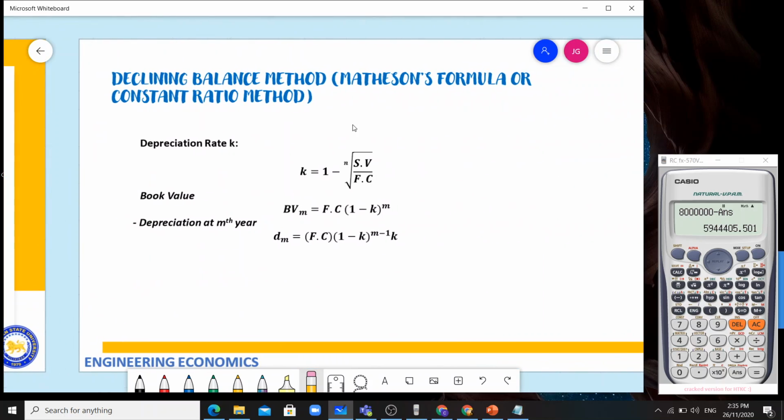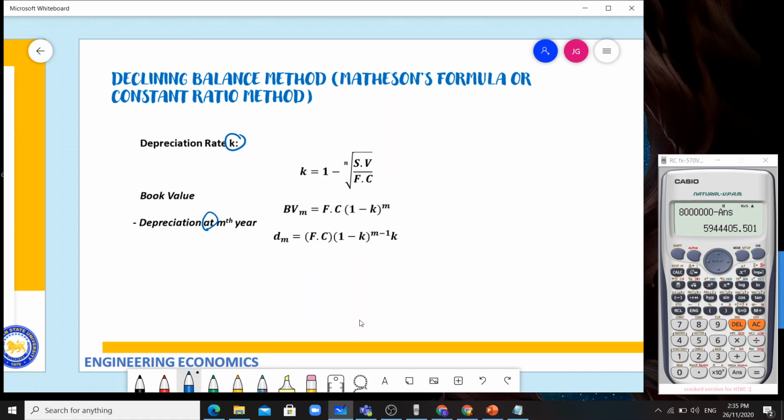In the declining balance method, also called Matheson's formula or constant ratio method, this is the formula you have to take note of. The depreciation rate, denoted as K, is equivalent to 1 minus the nth root of salvage value over first cost. The book value can be computed by first cost times (1 minus K) raised to m, and the depreciation at the mth year, meaning this is not the total depreciation, it is only the depreciation at the said year, Dm, is equal to first cost times (1 minus K) raised to m minus 1, times K.